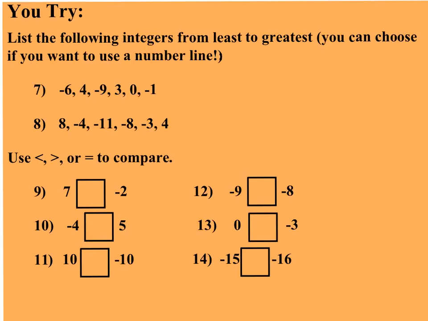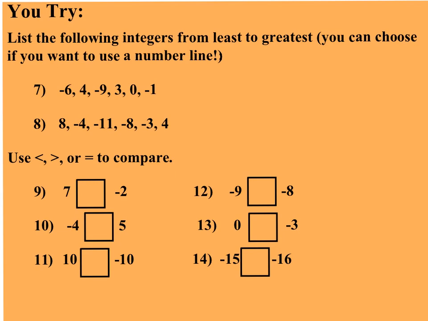Okay, now it's your turn to try. You're going to pause the video, answer questions 7 through 14, and then play the video to check your answers. The first part says, list the following integers from least to greatest. You can choose if you want to use a number line. And then the second part, use less than, greater than, or equal to compare. Go ahead and pause the video now, answer the questions, and then play to check.